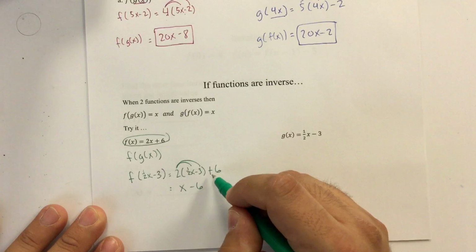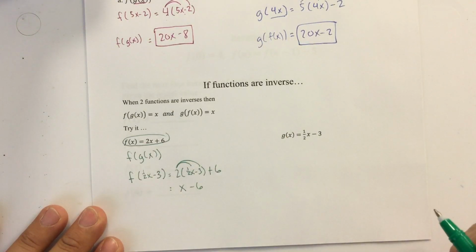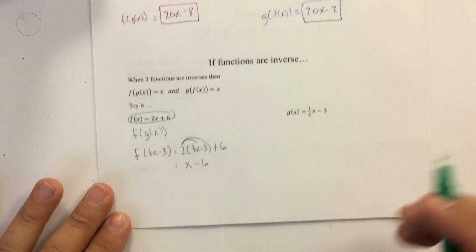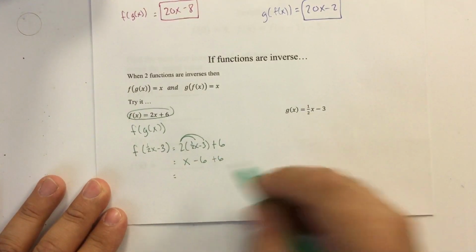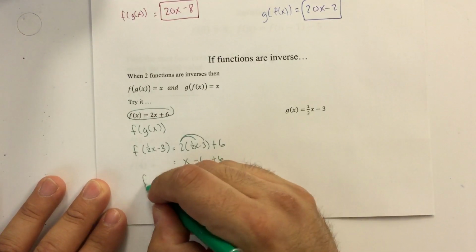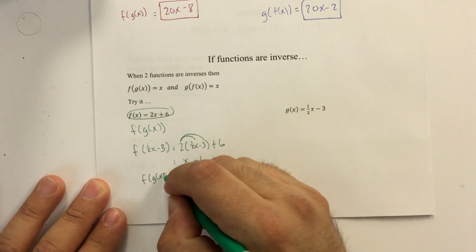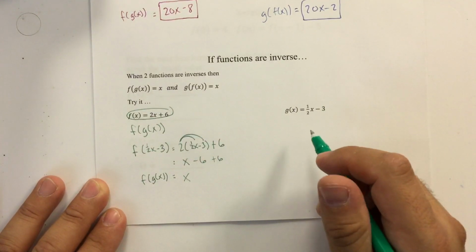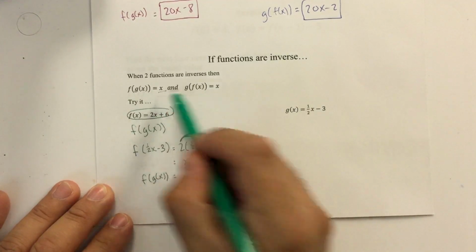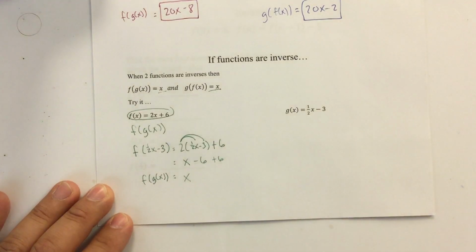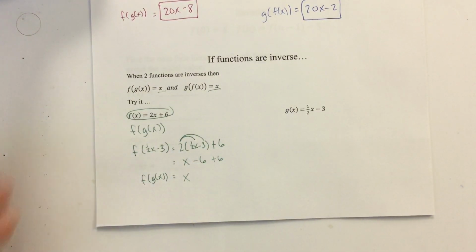And the plus 6. Do I multiply the plus 6 by 2? No. Why not? Because it's outside the parentheses. So when it comes to this negative 6 and positive 6, they cancel, and it's just x. So right now, what we've just proven is f of g of x is equal to x. So far, I would assume it's going to be an inverse because in order to be an inverse, they must both simplify to x. And the first one did, so the second one should. But let's just verify it.